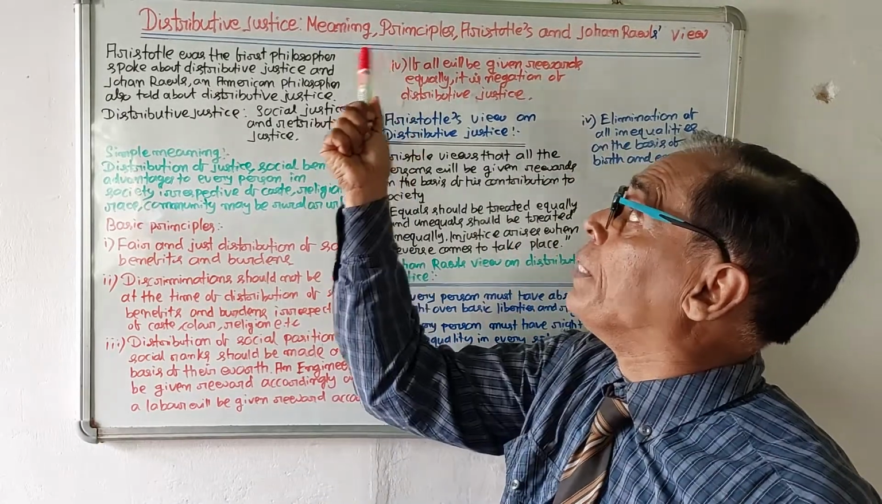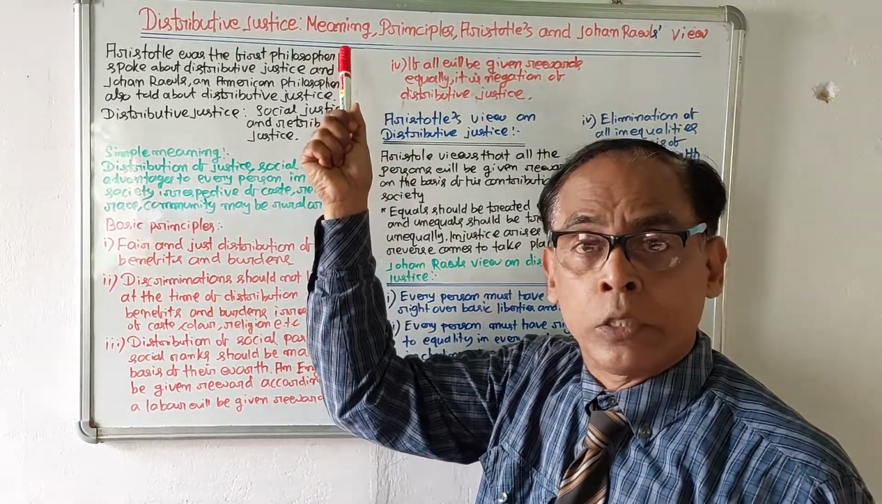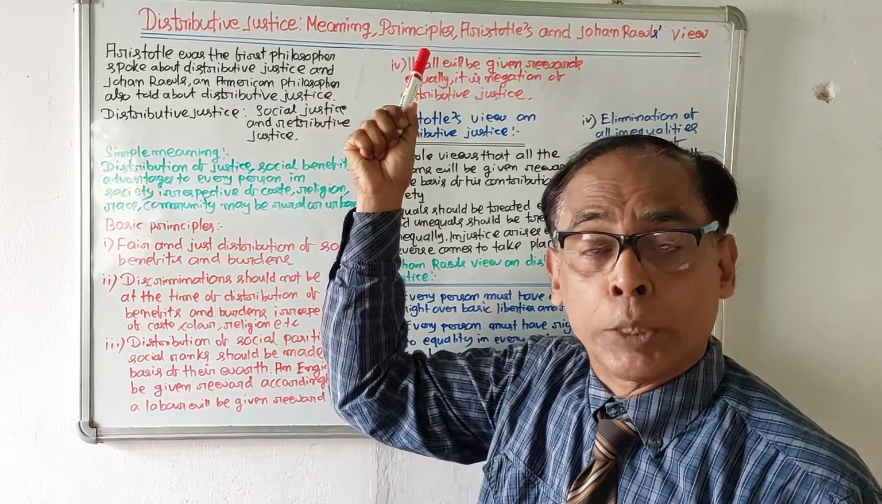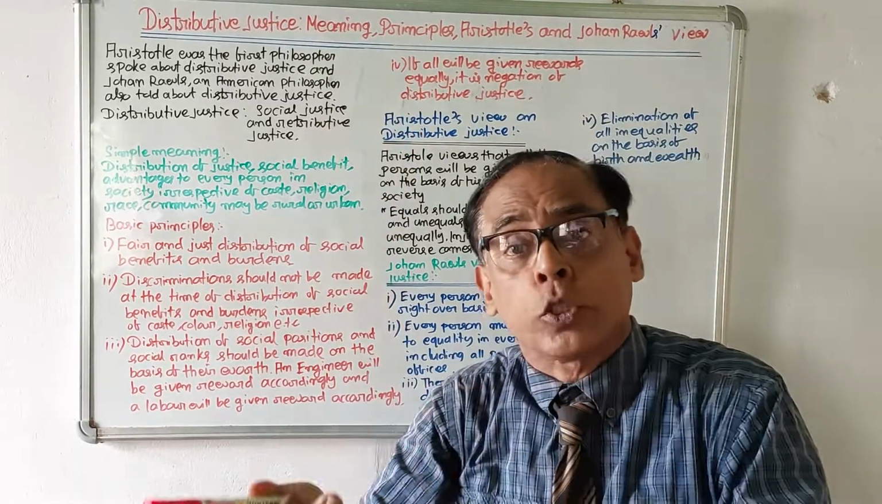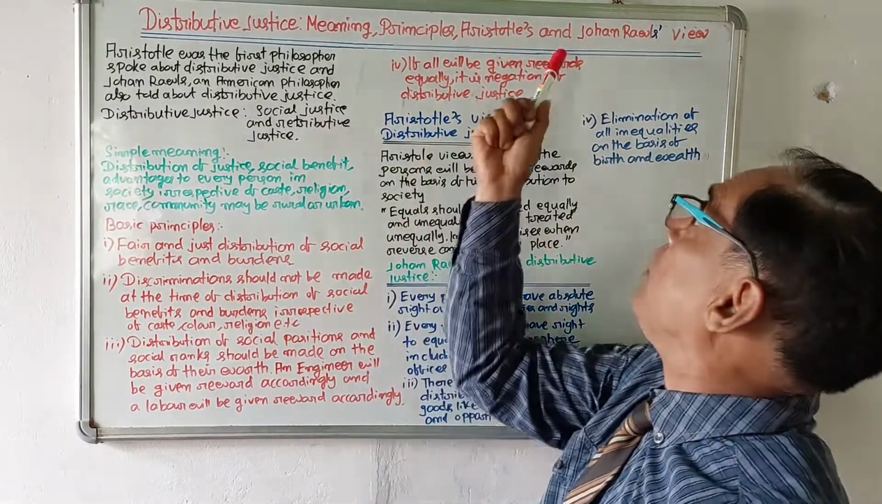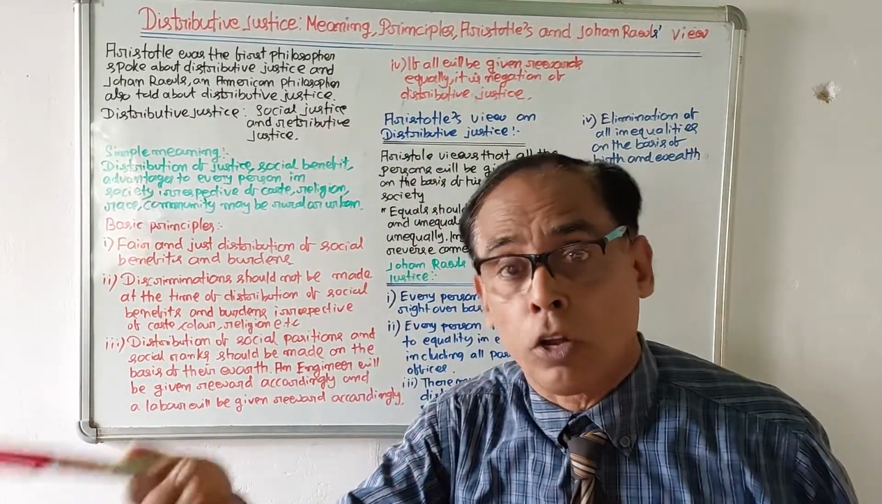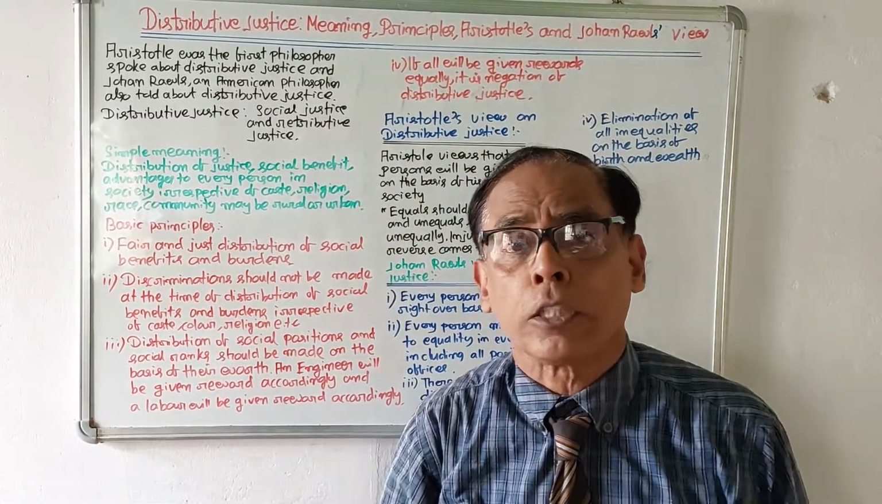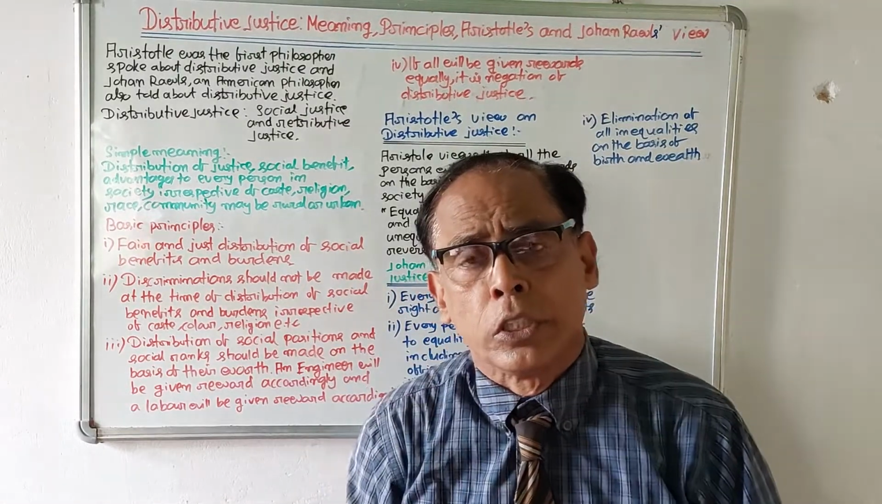One is the meaning of distributive justice. Number 2, principles of distributive justice. Then Aristotle's view about distributive justice. Then John Rawls, an American philosopher's view about distributive justice.